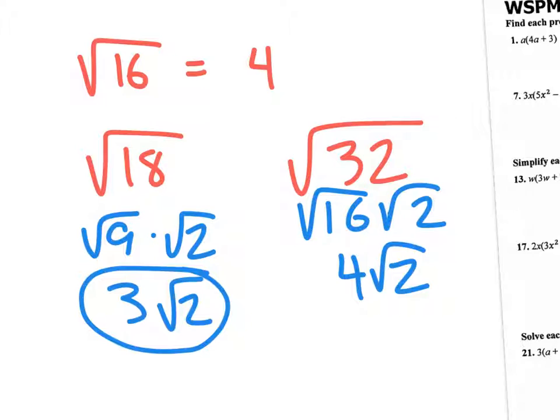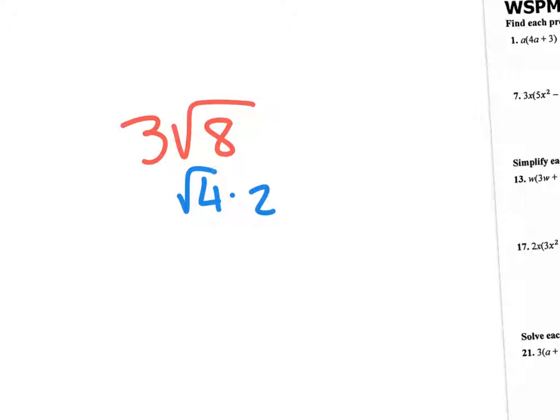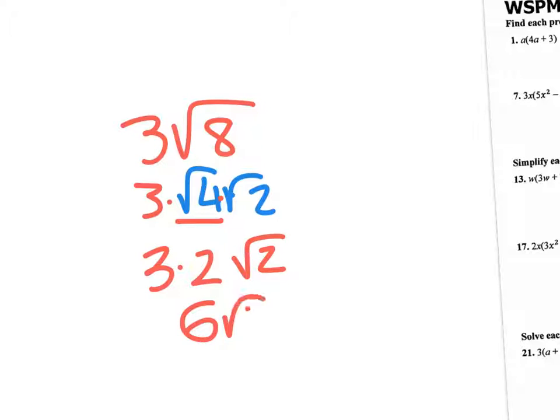Not only that, it does get a little more entertaining. Sometimes you might have a number out in front. Let's say you had 3 square root of 8. The square root of 8, you could break that down to what? 4 times 2. Split the root. Don't forget about the 3 that's in front. So it's really saying 3 times the square root of 4 times the square root of 2. Now we know that the square root of 4 is 2. So you really have 3 times 2 times the square root of 2, which is 6 square root of 2.